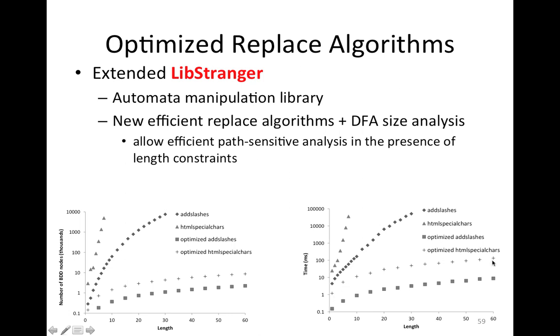While the new specialized replace algorithms that I implemented, some of them do not do any determinization at all, like add slashes. The others, like HTML special chars, do just one determinization, and most of the time it does not result in exponential. And as we see here, the new algorithms are actually linear. The old ones, or the general replace algorithm, are kind of exponential in terms of length. When we reach length 8 with the old algorithm, we stop because we reach the hard limits of Mona. Mona stores the BDDs, and it only stores 2 to the power of 24 BDD nodes.